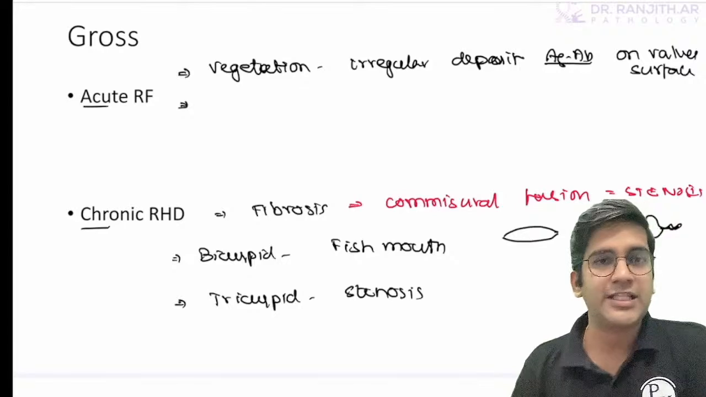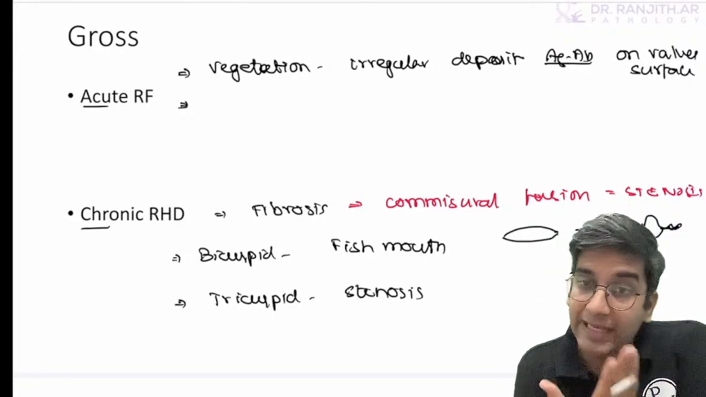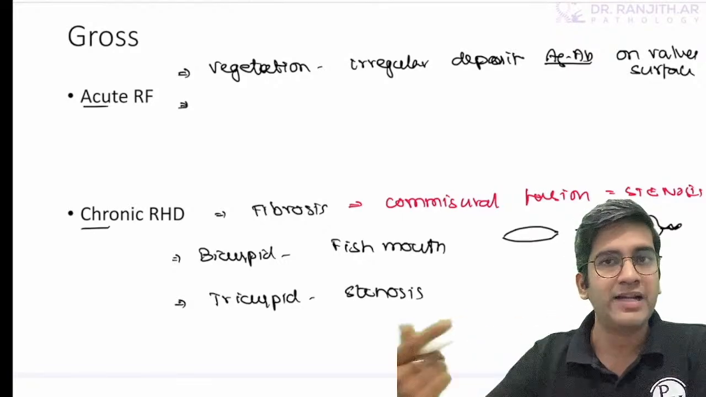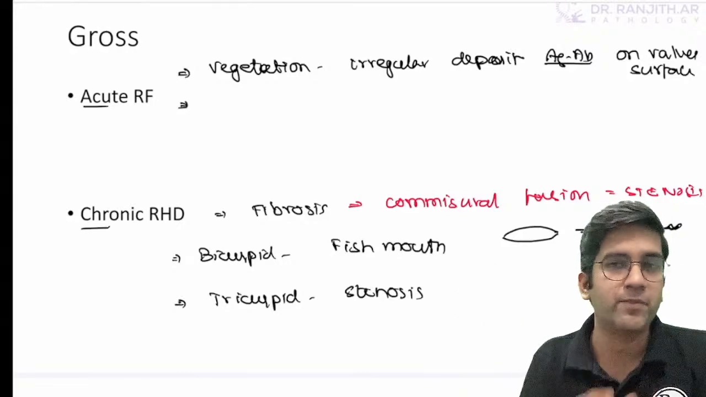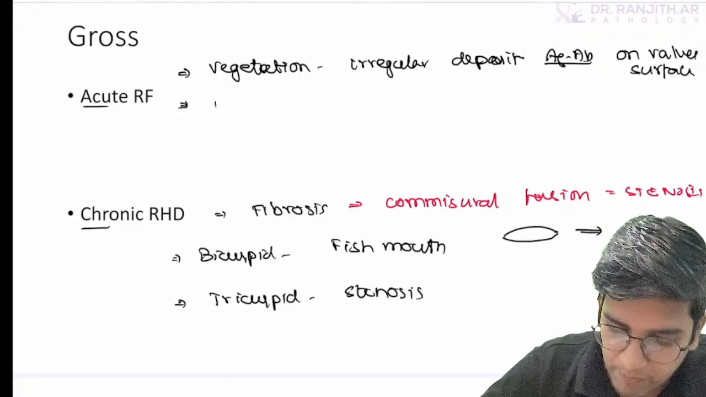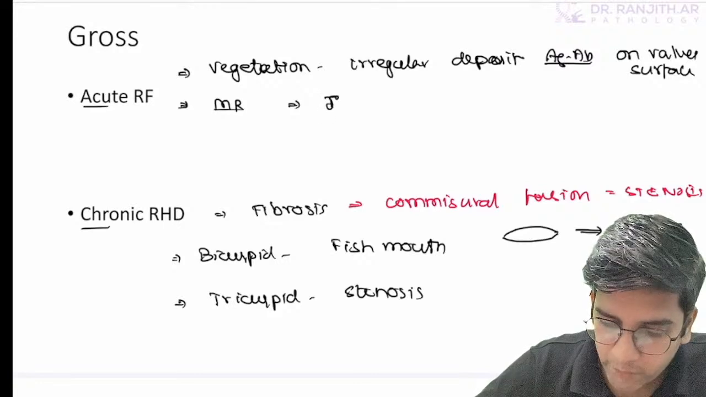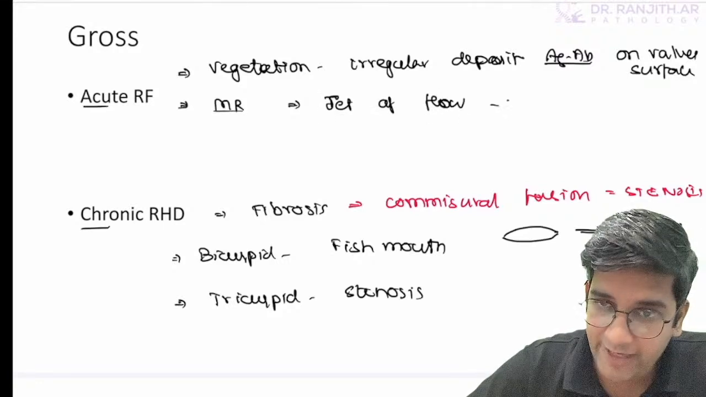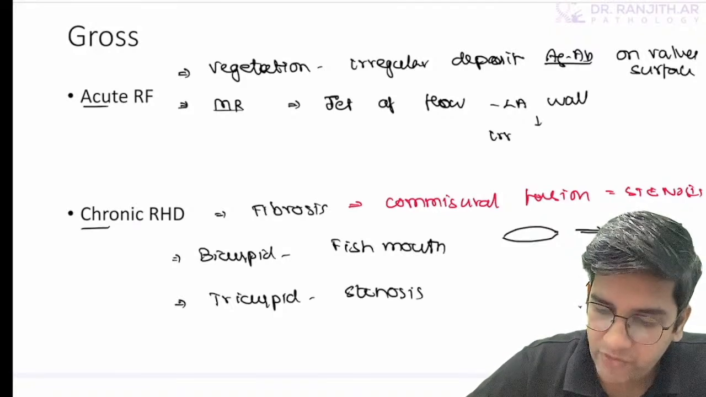Okay. So that's about vegetations, right? Again, someone said about McCallum's patch, right? McCallum's patch is a very, very important finding which can be seen due to mitral regurgitation and the rupture of your chorda tendineae and everything, right? Because of the mitral regurgitation, the regurgitant jet of flow can hit the left atrial wall, and the left atrial wall will have an irregular area.